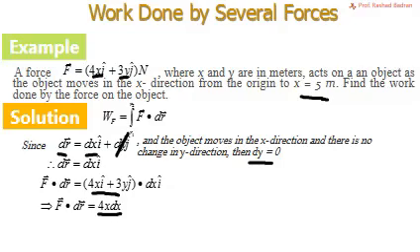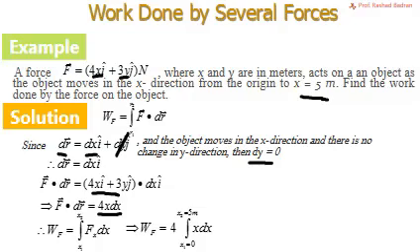In this case, the limits of the integral are reduced from r1 to r2 to x1 to x2, because the only variable in the integrand is x. So our limits are from x1 equal to 0 to x2 equal to 5. If you substitute the limits and carry out the integration, you get the work done by this force as 50 joules.